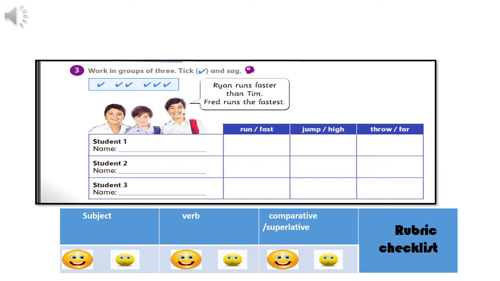Ryan runs faster than Tim. Fred runs the fastest.